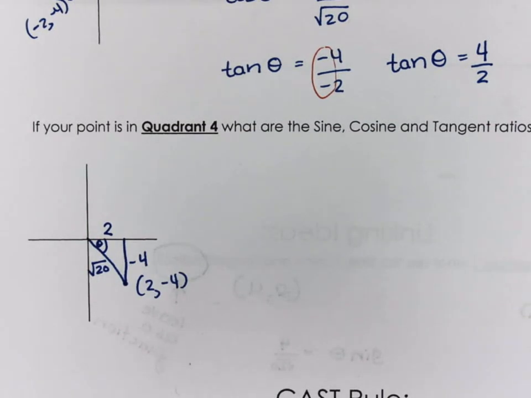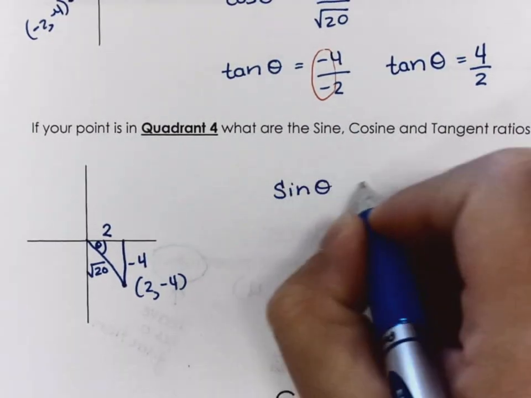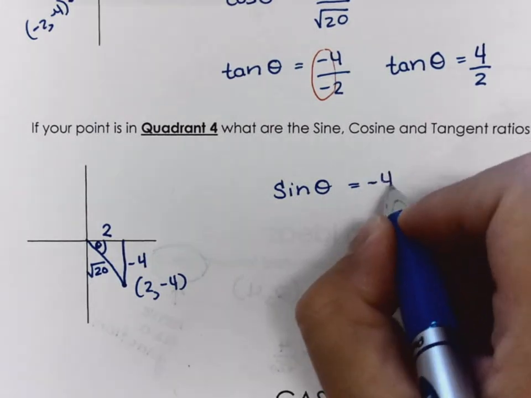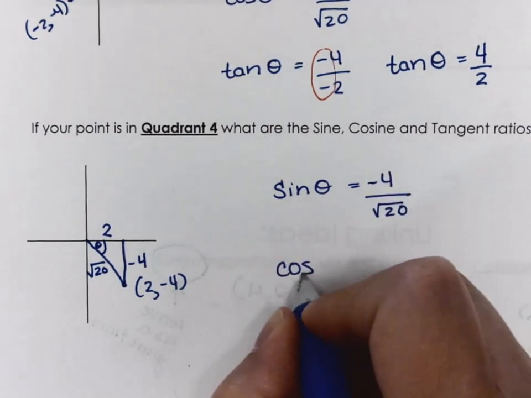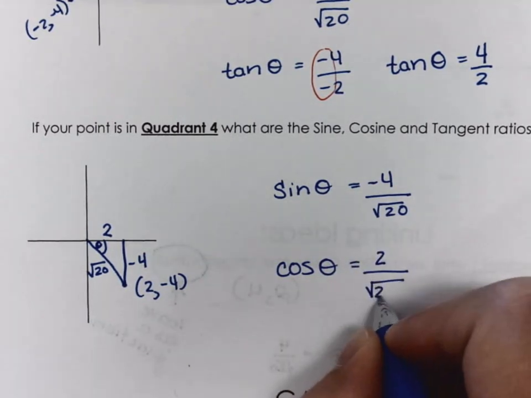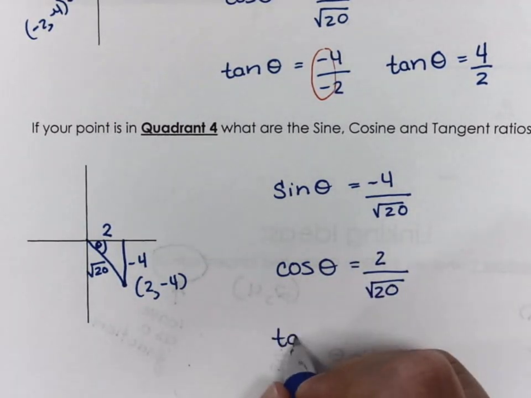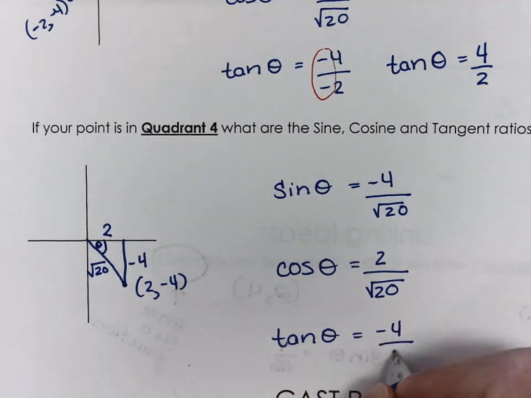Because these are all the same numbers. I don't know why we're doing this. Give me a second. I promise it's coming together. So sine of the angle is -4 over root 20. Cos of the angle is positive 2 over root 20. And tan of the angle is -4 over 2.